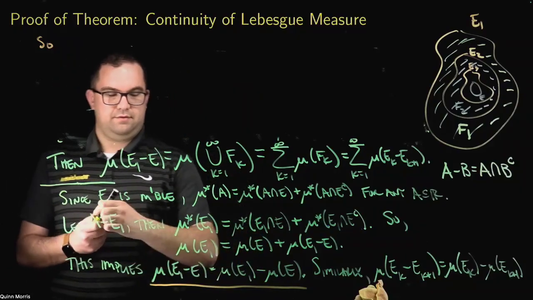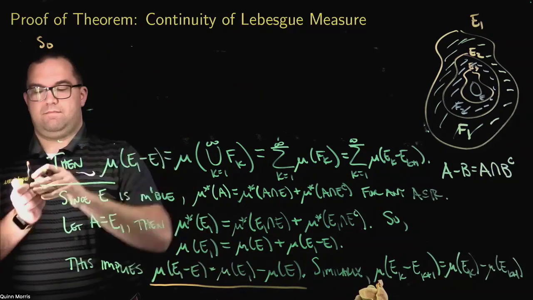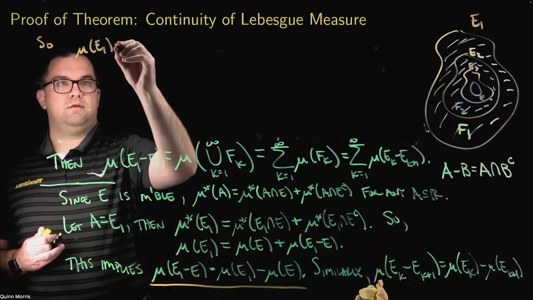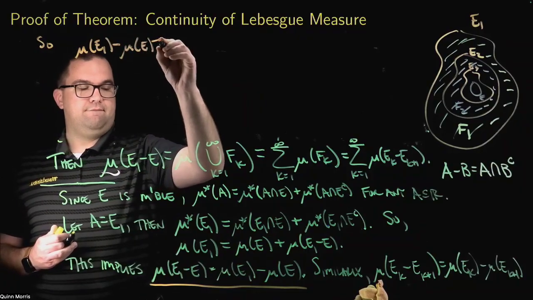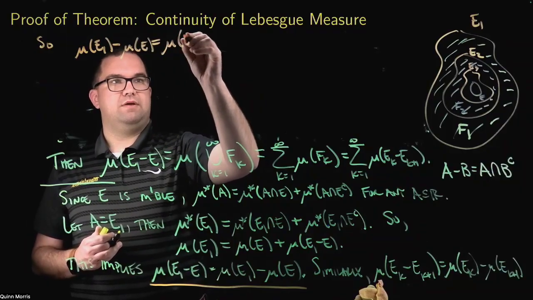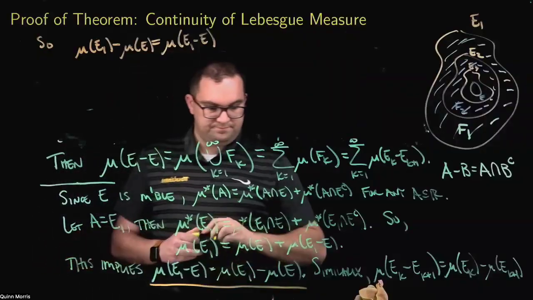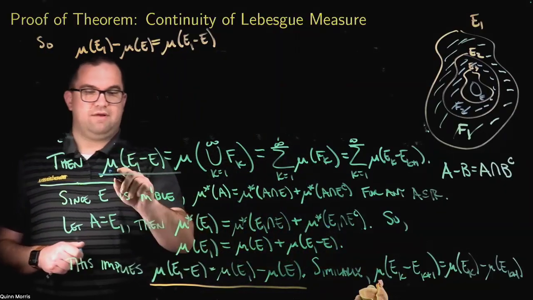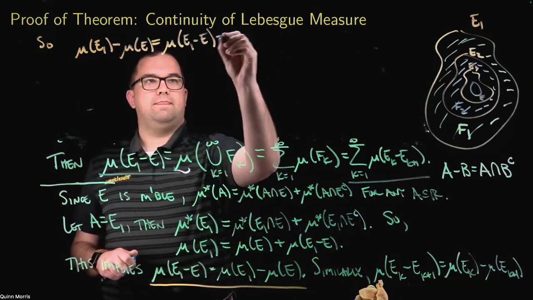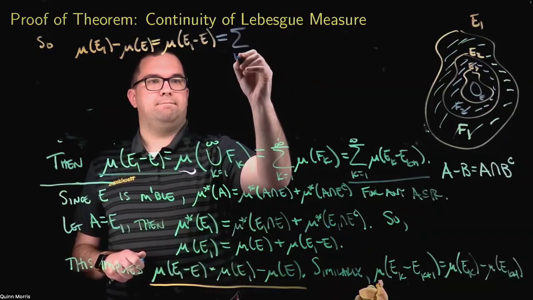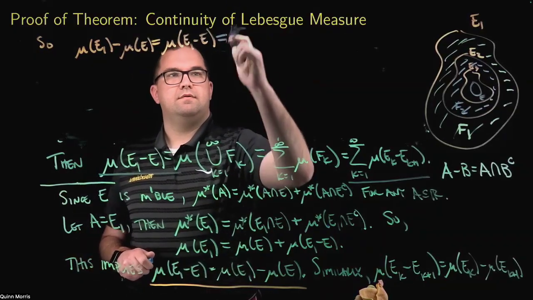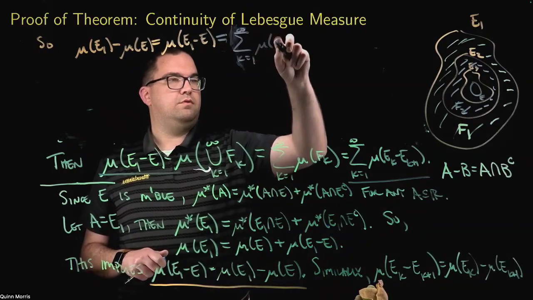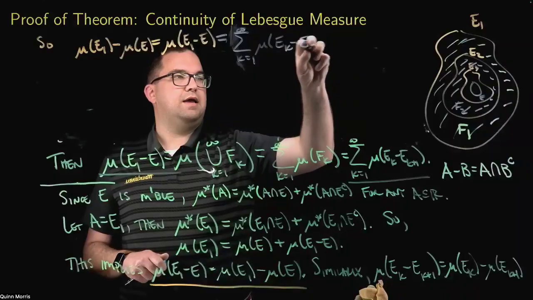So I've got from here, sorry, I've got mu of E1 minus mu of E is equal to mu of E1 minus E. All right. And now from here, I've got mu of E1 minus E is equal to this sum, is equal to the sum k equals 1 to infinity of mu of Ek minus Ek plus 1.